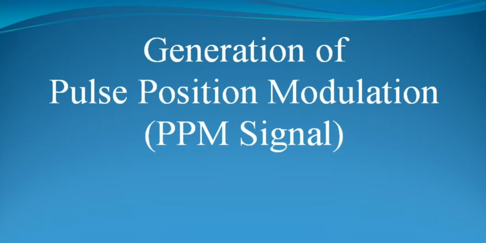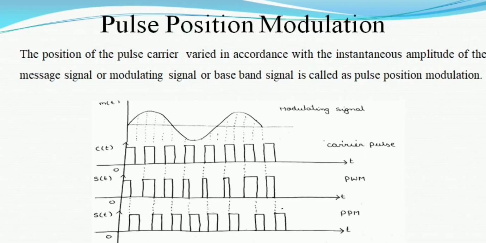Before entering into the concept, let us see what is the definition of pulse position modulation signal. So, this pulse position modulation signal is nothing but the position of the carrier pulse will change according to the amplitude of the message signal variation. We can refer to it as a pulse position modulation signal.